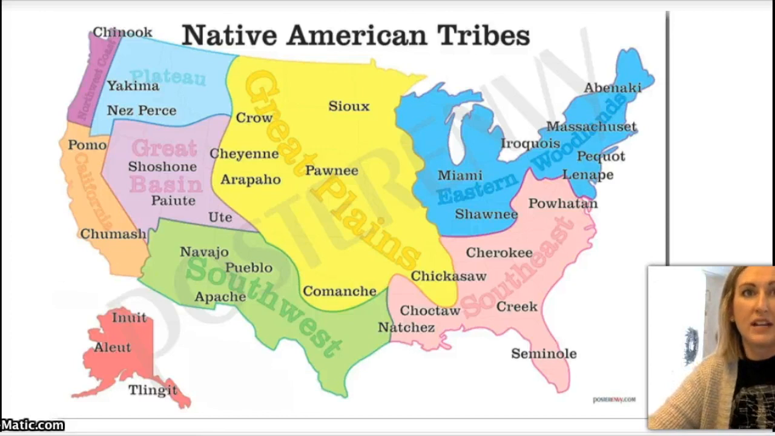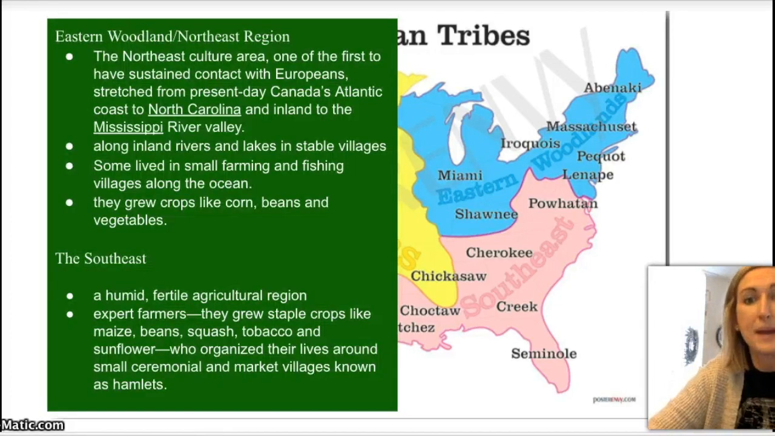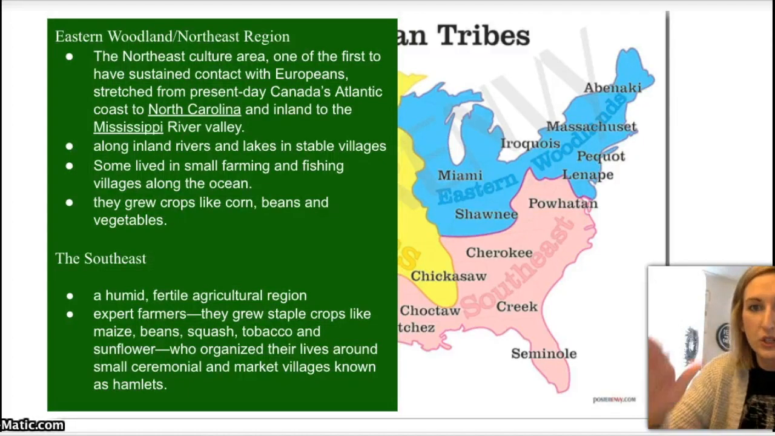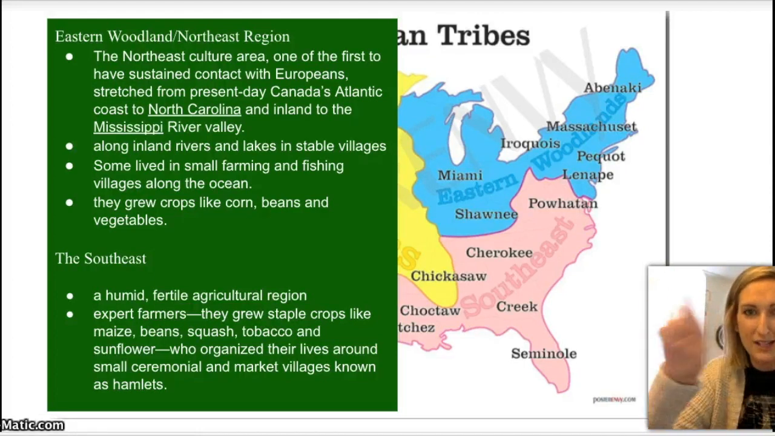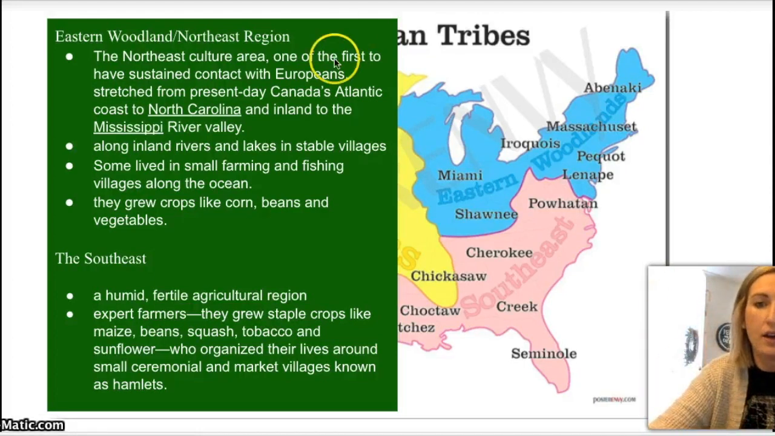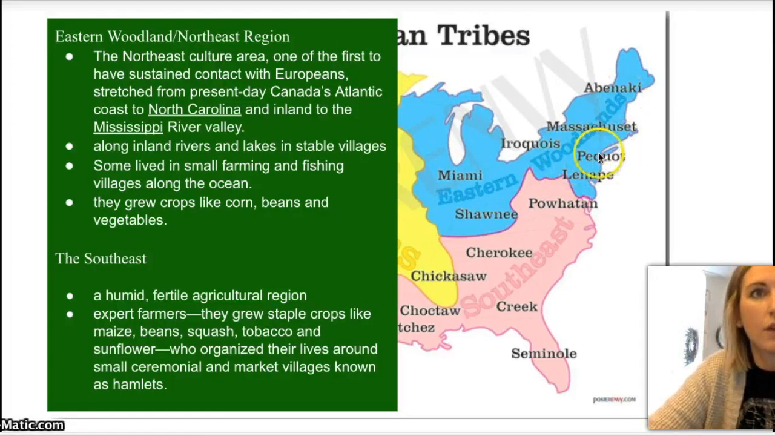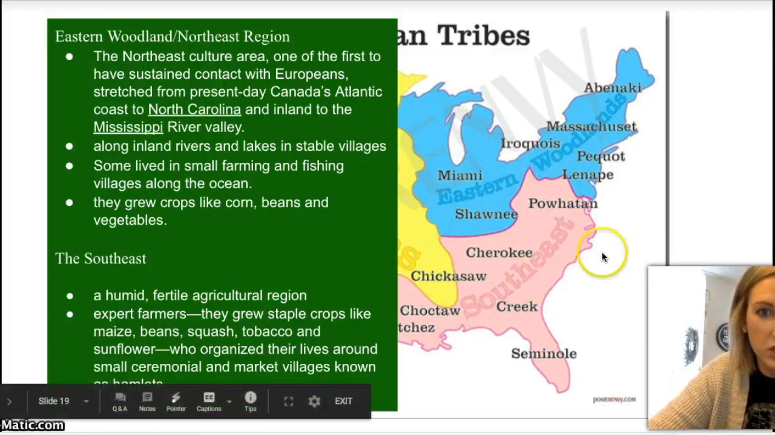So Native Americans lived differently based on where they lived. Now I've just added this text box, and we're going to look at the land to the east, to the right of my text box, but the east coast of North America. All right, so if you look over here, we've got the eastern woodlands, also known as the northeast region, and the southeast region down below.